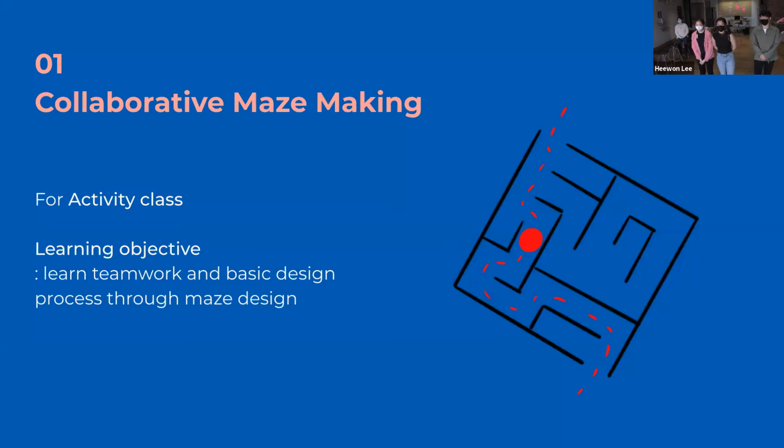I will talk about the first activity that we created, which is called collaborative maze making. To give a brief overview of this class, we invite students to form teams, and then they design and create a physical maze that they can compete with each other on. The learning objective of this class is to help them learn teamwork and the basic design process through maze design.